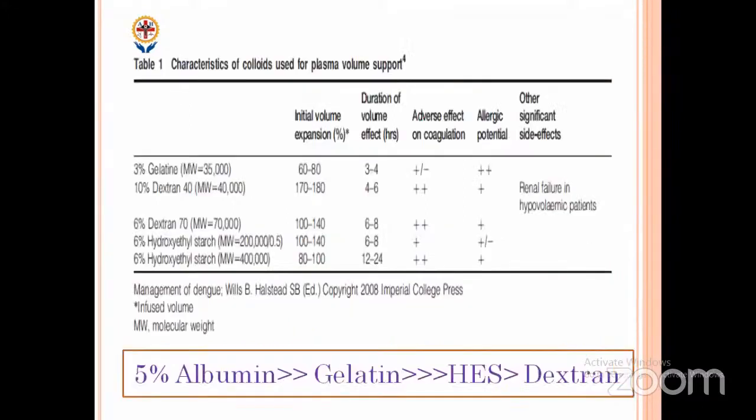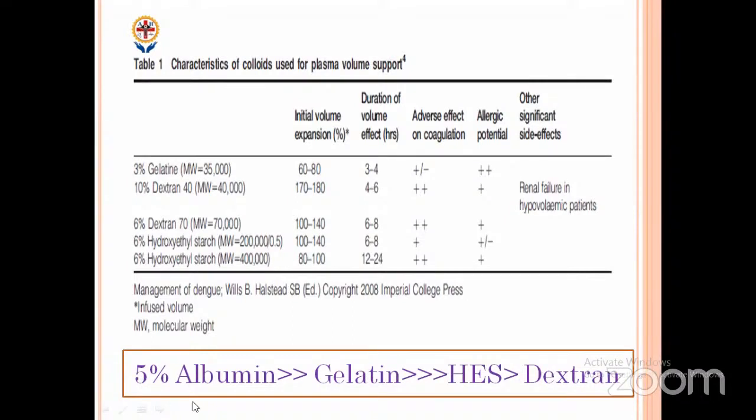And these are the disadvantages. Everything will affect the coagulation except your gelatin. And gelatin has the highest allergy potential. And dextrans will cause renal failure in hypovolemic patients. So my choice, when your patient is affordable, the choice is 5% albumin, and next choice is gelatin, next is starch, and last is dextran. So this is what my choice is.